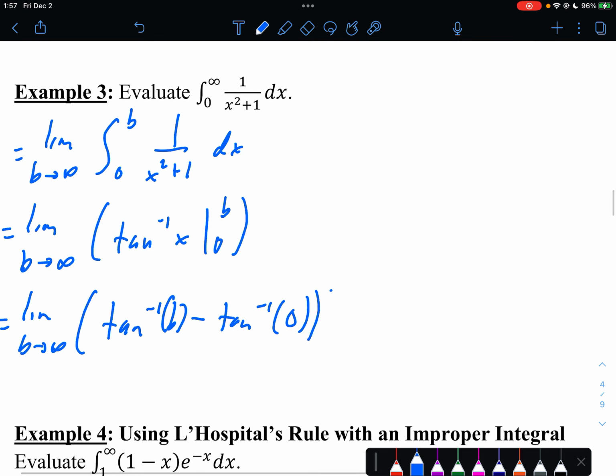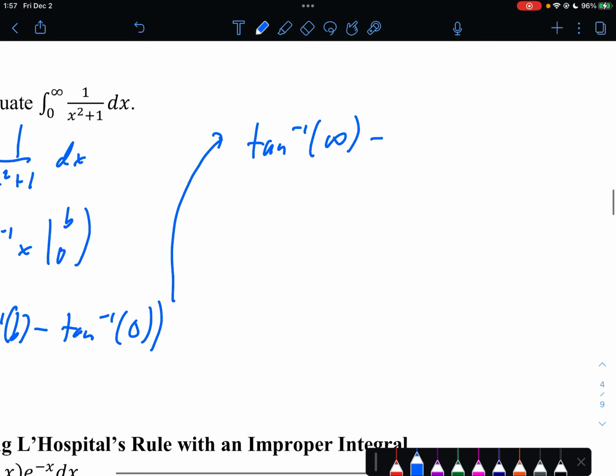As we put infinity in there, we get tangent inverse of infinity minus tangent inverse of 0. Tangent inverse of 0 is 0. So it's just tangent inverse of infinity.